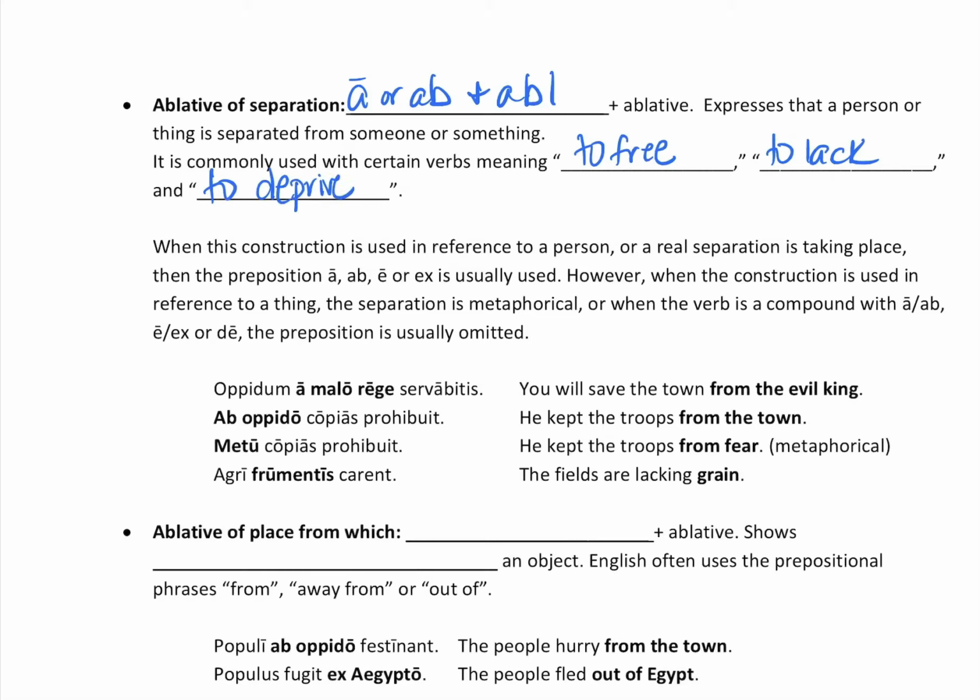Those kinds of verbs. Now, when this construction is used in reference to a person or a real separation is taking place, then the preposition a, ab, e, or ex is usually used. However, when the construction references a thing, the separation is metaphorical, or when the verb is compounded with an a or an ab, like a prefix, you know those compound verbs, ex or de, the preposition is usually omitted. So let's take a look at that.